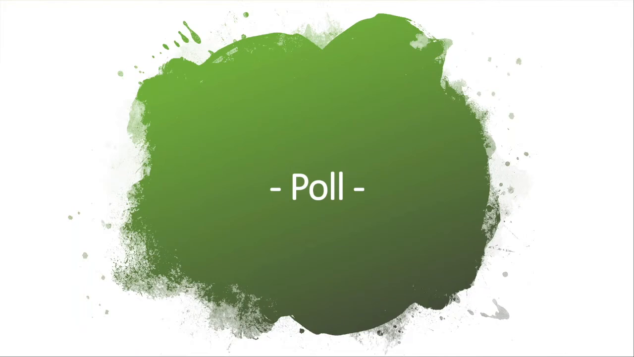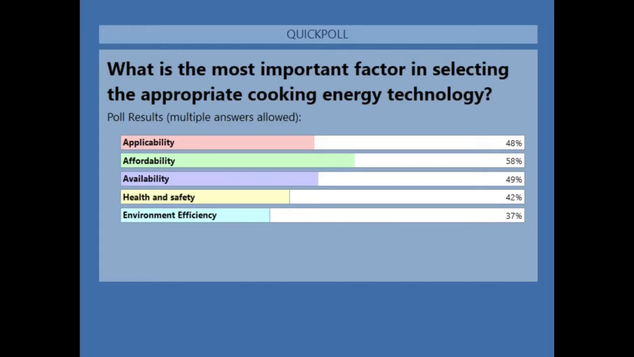As you can see on your screen, a majority of our participants today think affordability, followed by applicability and health and safety, are the key criteria, and last comes environmental efficiency. Sorry, I didn't realize you couldn't see it. Now you can see on your screen that affordability and applicability were the top two.